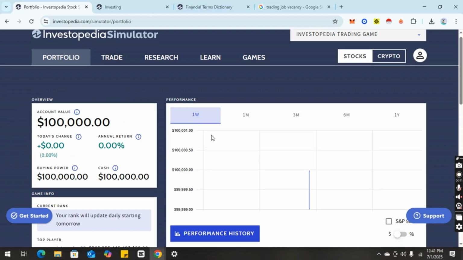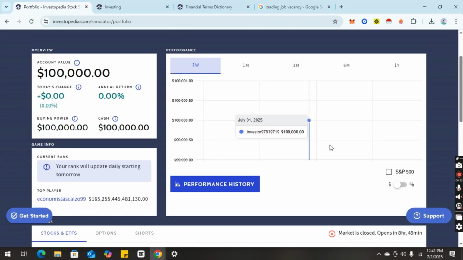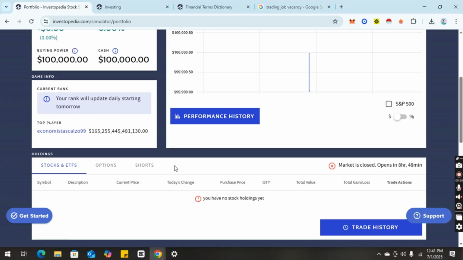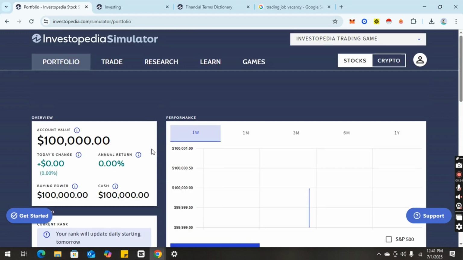You can learn how to read stock charts, practice technical versus fundamental analysis, test strategies, and build your skills risk-free, which prepares you for real money investing on platforms like Robinhood, Fidelity, or eToro.